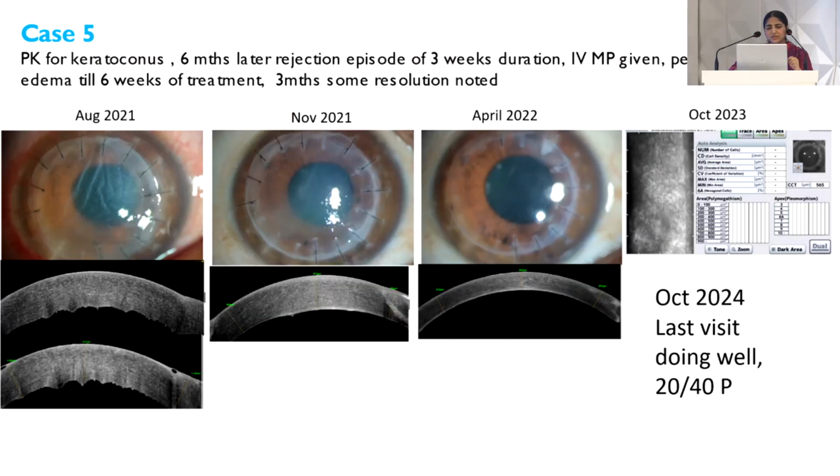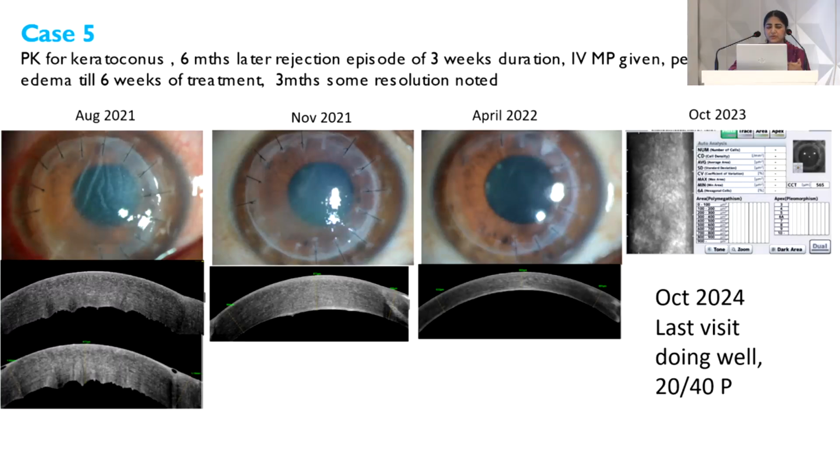This is another case, case 5, where PK was done for keratoconus, and the patient 6 months later landed up with a rejection episode. The duration was 3 to 4 weeks. IVMP was given. She had persistent edema with 6 weeks of treatment. Generally, when we see a severe graft rejection with 3 to 4 weeks of symptoms and without any therapy, we expect that graft to fail. But this particular case resolved after 6 weeks of persistent edema.